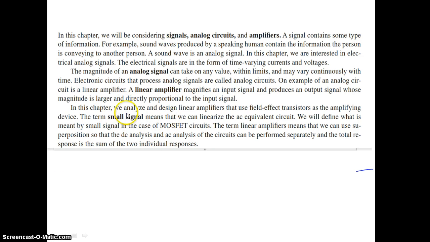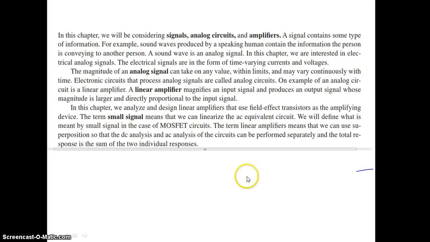As previously said, small signal means that we linearize the AC equivalent circuit. Small signal means it operates in the AC, linearized region only. It will not go to the saturation region. So it operates in the linear region.